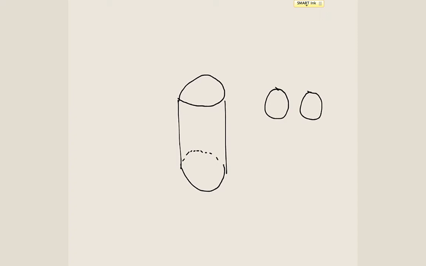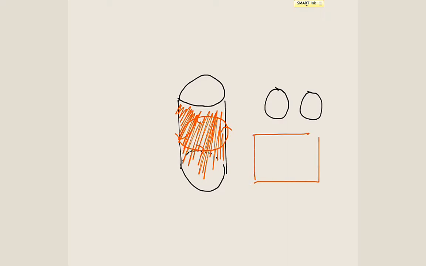Now, imagine the stuff that goes around the cylinder, this stuff here, which I'll shade in red. It wraps all the way around this cylinder like that, which you can see here. What it does is it actually makes up a rectangle like this. So a cylinder is made up usually of two circles and a rectangle.